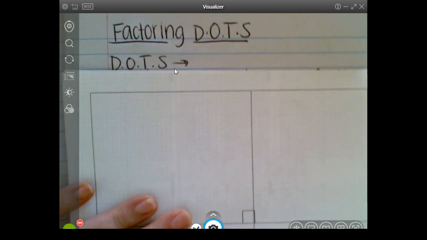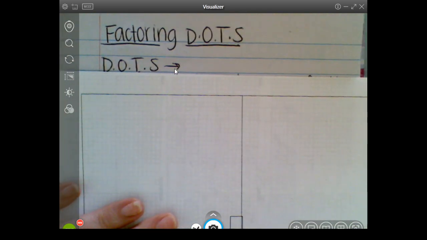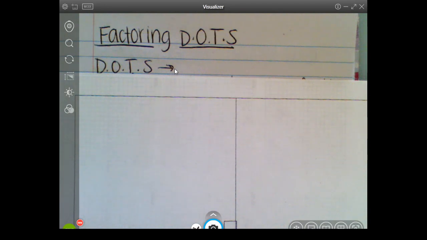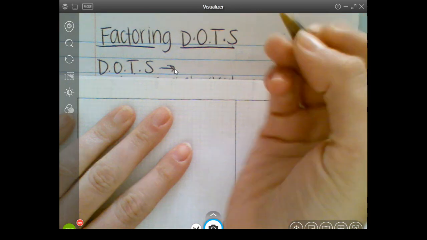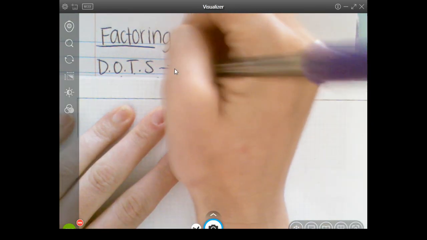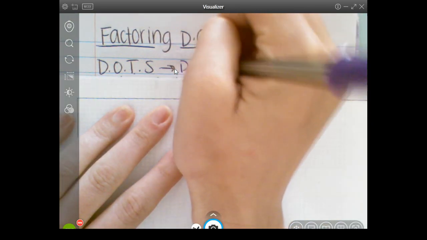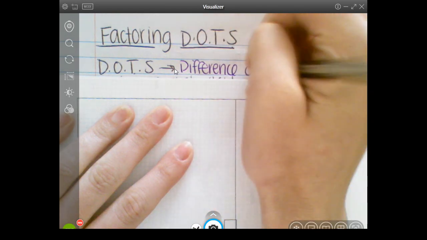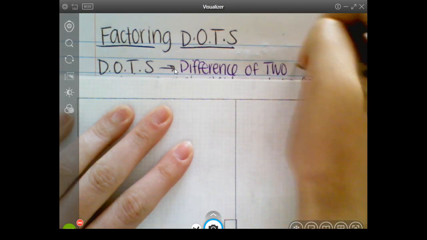All right, so your second factoring method. You did factoring with the GCF, taking out the greatest common factor. Your second factoring method is called factoring using DOTS. Now that obviously stands for something. What DOTS stands for is the difference of two squares.